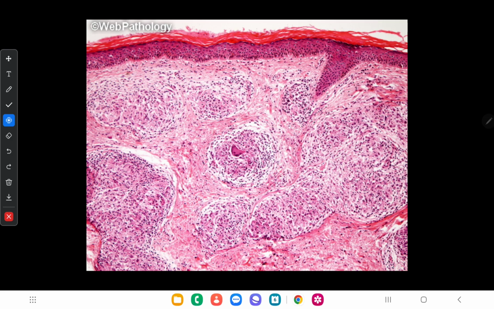Here, this is a section of the skin. You can see this part is the keratin layer, then the epidermis and dermis. Then granulomas can be seen in tuberculoid leprosy, not in lepromatous leprosy. In tuberculoid leprosy, granulomas can be seen in the dermis and cutaneous nerves. Here you can see the granulomas.